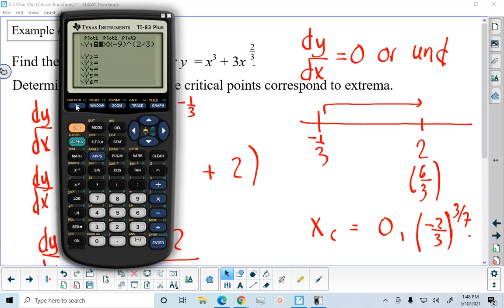So y is equal to x cubed plus 3 times x raised to, in brackets, 2 divided by 3. I'm going to go zoom 6, which is the standard. That's what the graph looks like. I'm going to go zoom box and just zero in on it a bit more. It's kind of a crazy looking graph.